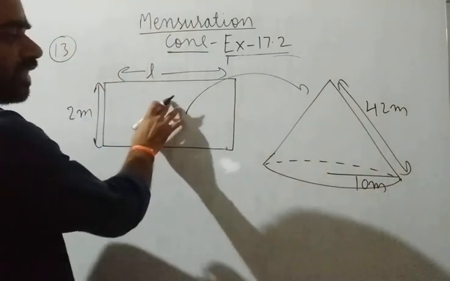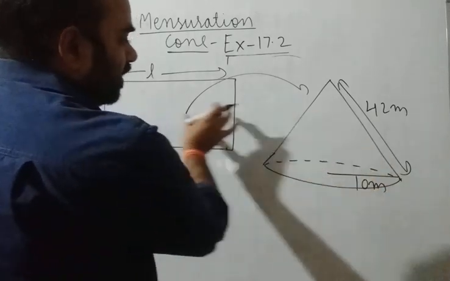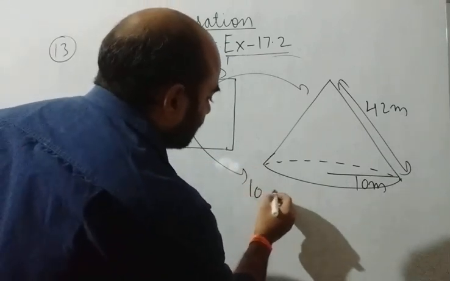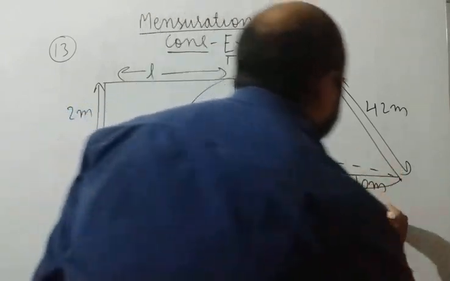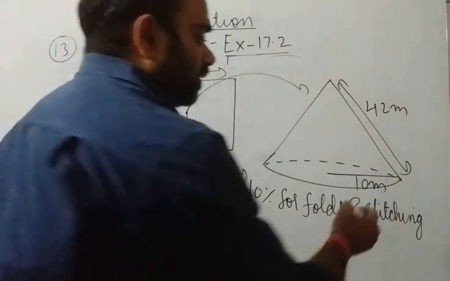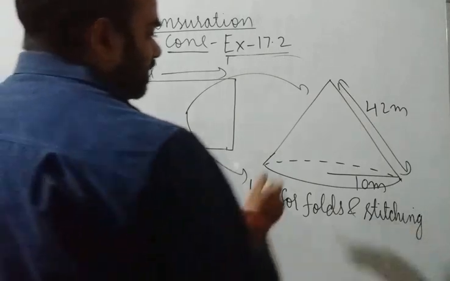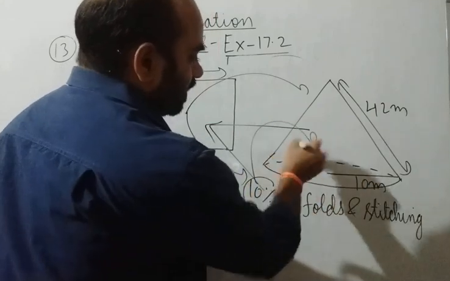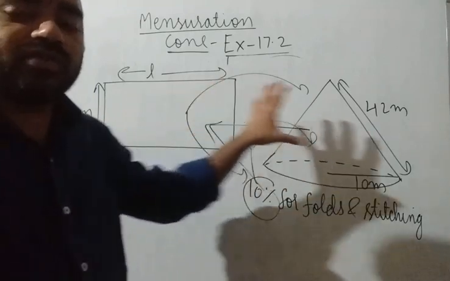See, this canvas is used in making the conical tent, but in making the tent, cloth is used in two parts. One part in the tent, another part is 10% for folds and stitching. Correct? 10% for folds and stitching means both are included in this. It means we will take 10% of this tent, not 10% of the total canvas used in making the tent.